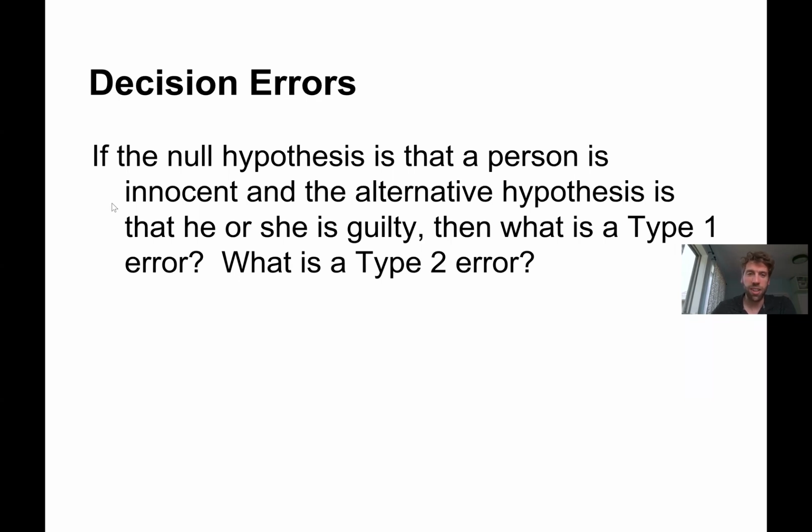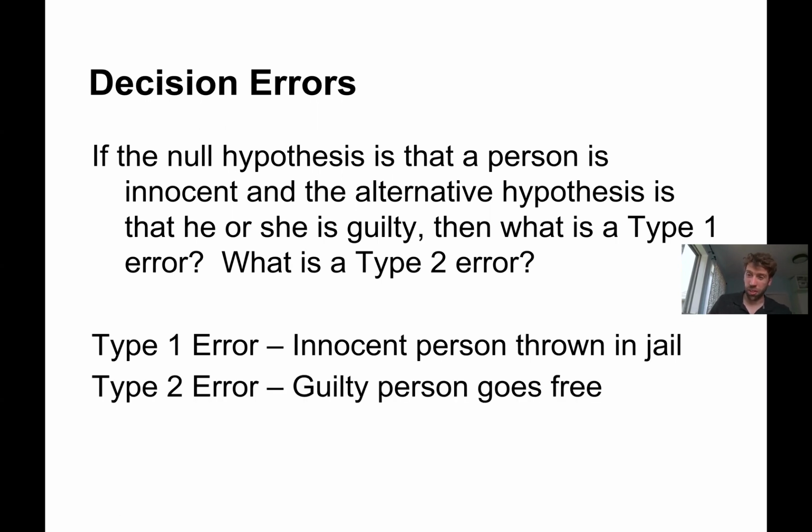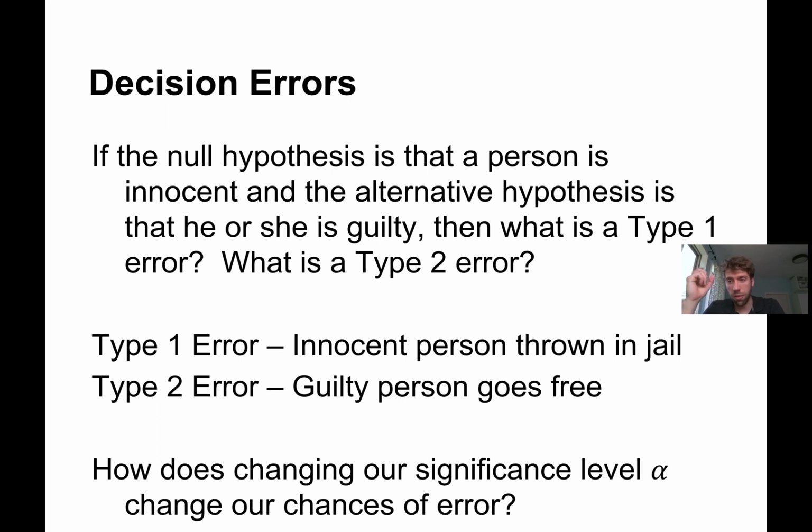Anyway, decision errors. If the null hypothesis is that a person is innocent and the alternative hypothesis is that he or she is guilty, then what is the type 1 error? What is the type 2 error? Well, type 1 error is an innocent person is thrown in jail. The type 2 error is that a guilty person goes free. And the way we've designed our hypothesis tests is similar to the way that the court system is designed in America, is that an innocent person being thrown in jail is worse, in our opinion, than a guilty person going free. So you change the significance level based on which error you think is worse.